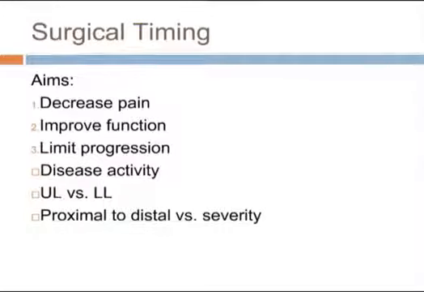I mentioned a moment ago the timing of surgery for patients with rheumatoid arthritis. Any intervention that we plan needs to have clear aims in these challenging patients, and they would be to decrease the pain that they feel, improve the function that they can experience with their rheumatoid hand and wrist, and to try and limit disease progression.